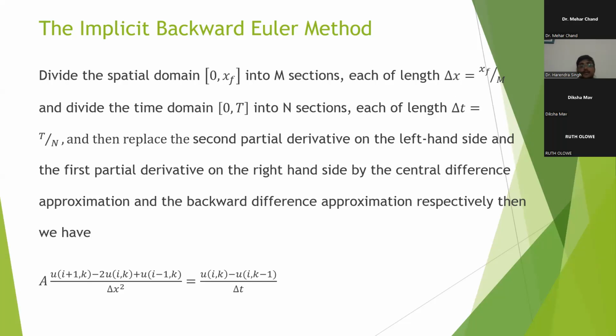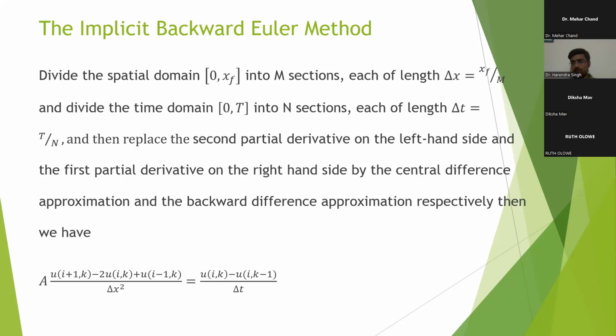That is what is different between these two schemes. In both schemes the second order derivative is approximated using the central difference approximation, but in the forward scheme we used the forward difference approximation for the time derivative, and in this scheme we are using the backward difference approximation for the time derivative. So this is the basic difference, forward difference and backward difference formula.